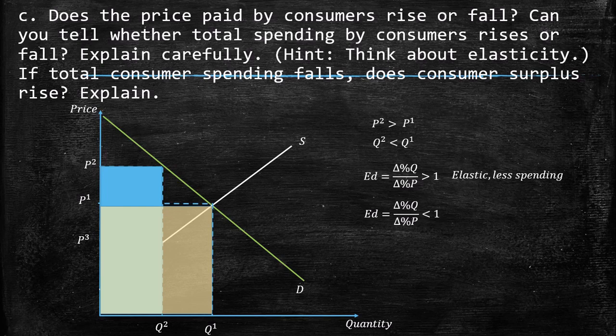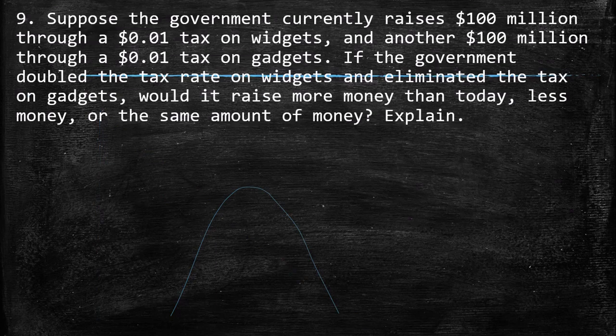So it means that the total spending will increase because people face an inelastic demand. So there's going to be more spending. Okay, so 9.